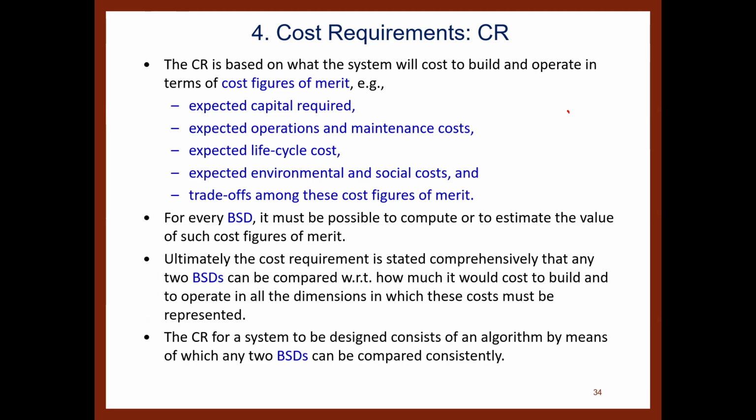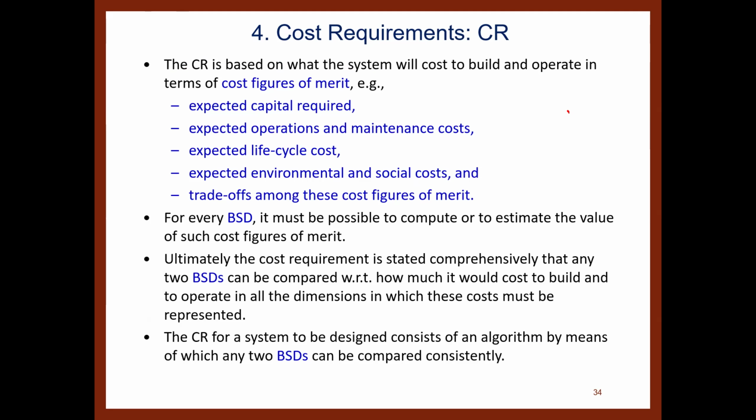It must be possible to compute or estimate the value of such a cost figure of merit. So if we have an idea of the technology that we want to use, we can start estimating this cost. Ultimately, the cost requirement is stated comprehensively so that any two buildable system designs can be compared with respect to how much they will cost to build and operate in all the dimensions in which this cost must be represented. The cost requirement for a system to be designed consists of an algorithm by means of which any two buildable system designs can be compared.